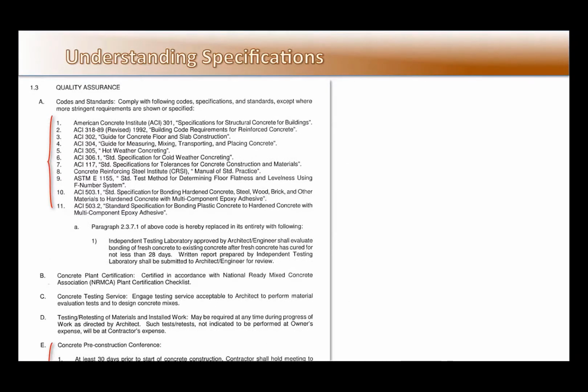Another area that you may miss as a beginner when reading specifications is sections under quality assurance that deal with related documents. Here you see in section A that it talks about codes and standards and that you need to comply with the following codes, specifications, and standards that are listed below in numbers 1 through 11. These are not optional, and these codes actually aren't included in the specifications. It's up to you to research those codes, understand them, and apply them to the project.